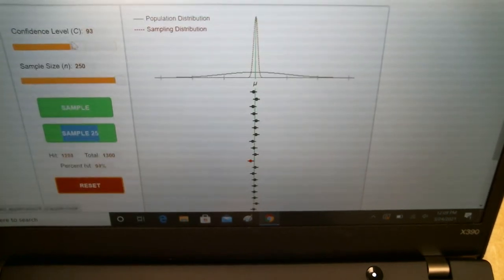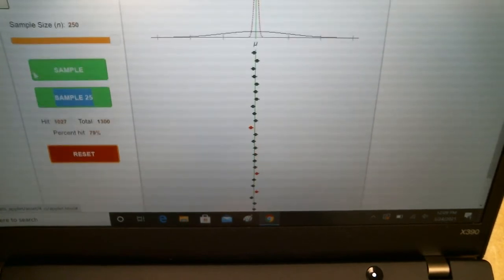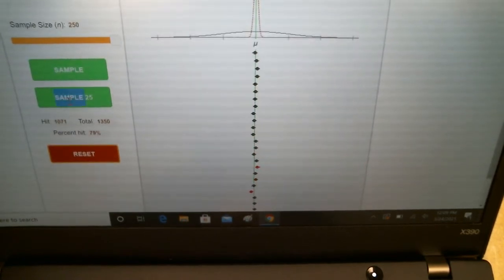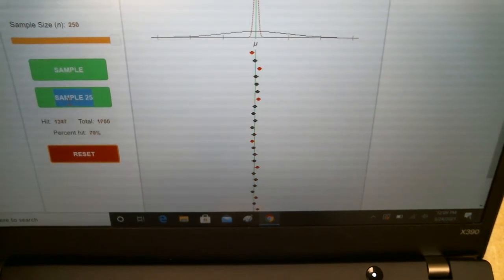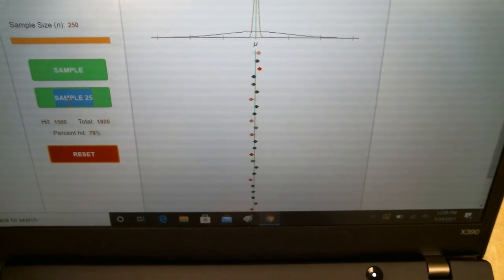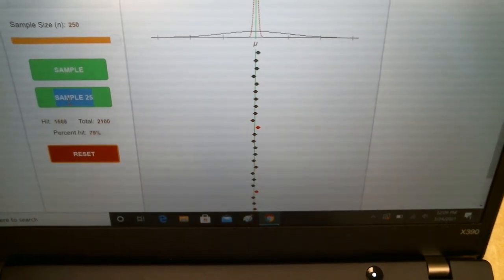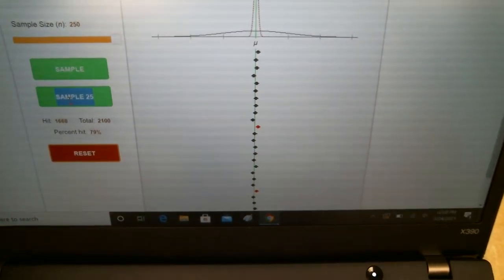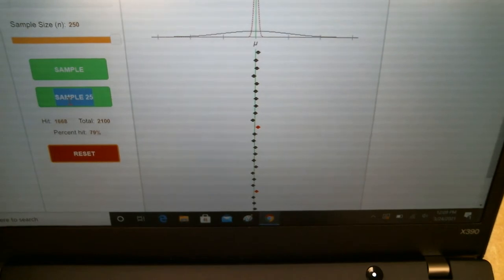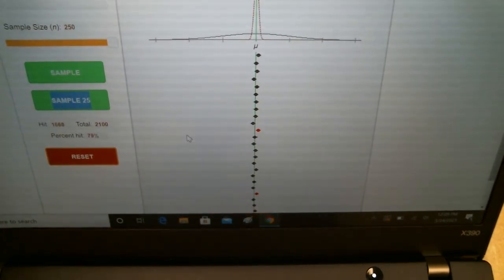If I go down and say I only need to make sure that I'm right 80% of the time, the interval can get even smaller, because you're giving up some of that accuracy to have a smaller interval. So long story short, that's what it's referring to when we say confidence level. It's saying, if you were to do this over and over and over again, what percent of the time would your interval contain the right value?